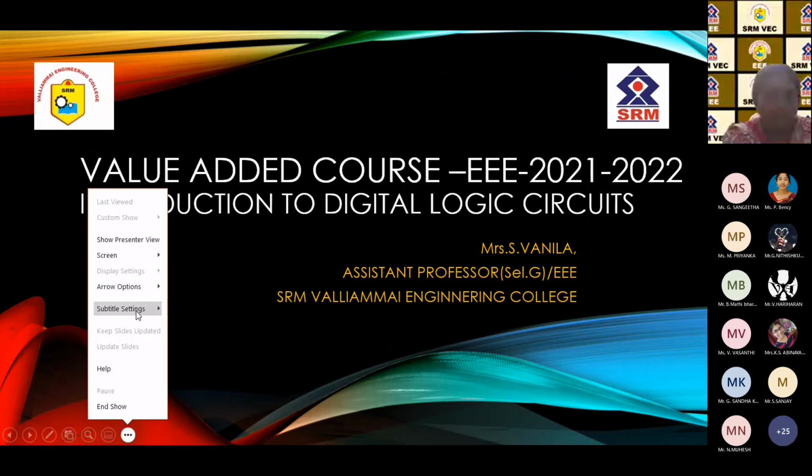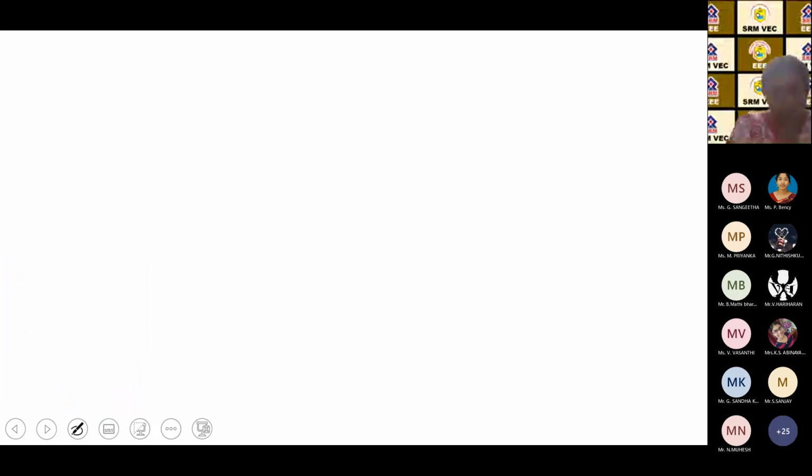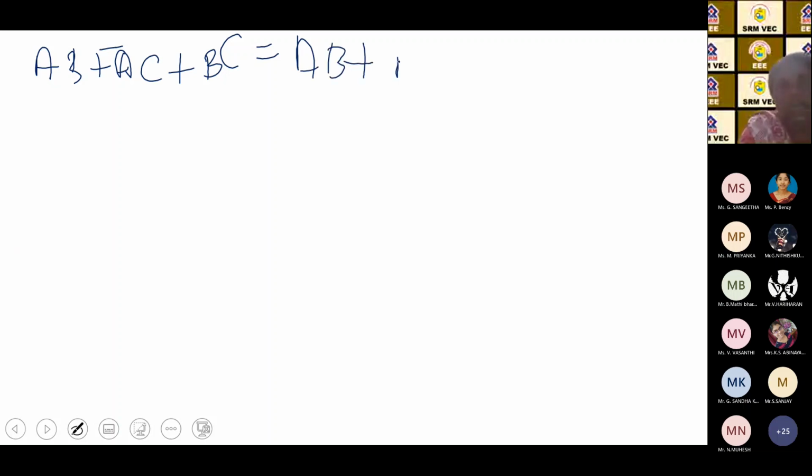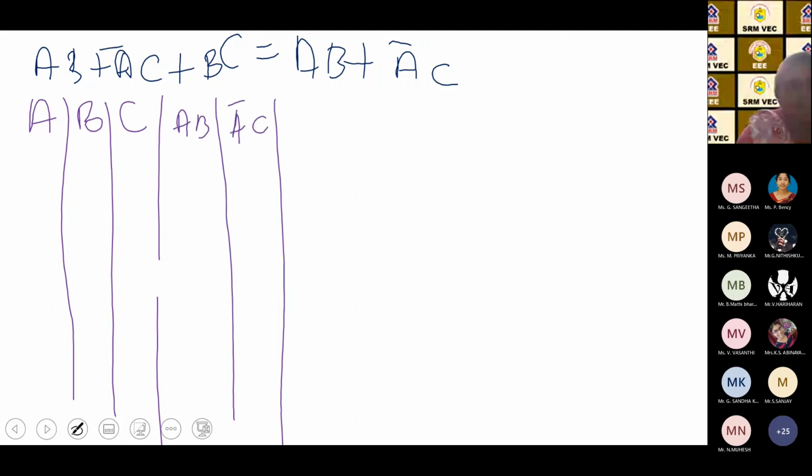Okay, in the PPT. So now we will check whether they are the same. Before proceeding, we should check this. So AB plus A bar C plus BC equal to AB plus A bar C. So what you have to do is list A, B, C, A bar C and Y.